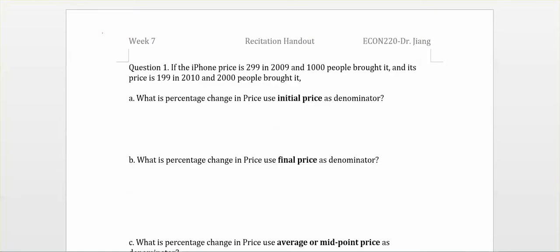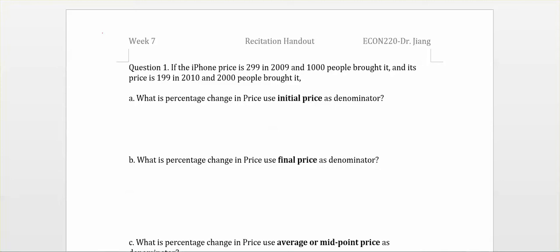So I hope everybody is preparing for your midterm. The midterm has a lot of questions related to elasticity, and that's why we use 2 weeks to cover this chapter. This week's recitation is about homework 6 part 2. That homework is related to chapter 6, elasticity.